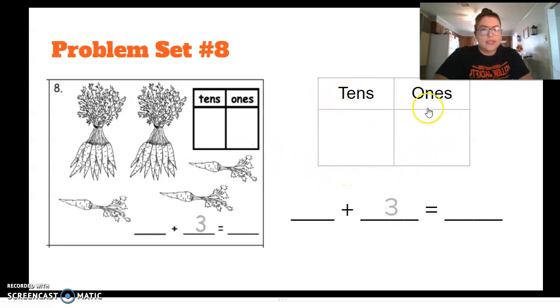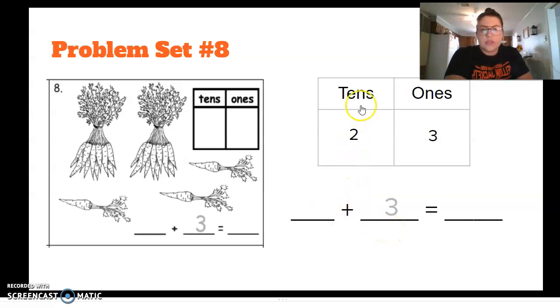Well, it's asking for 10s and 1s. Well, how many 10s do we have of carrots? Well, 1, 2 10s, correct? Yes. And then how many 1s do we have? How many single carrots? 1, 2, 3. 3 1s.